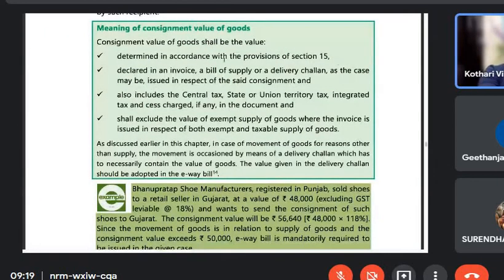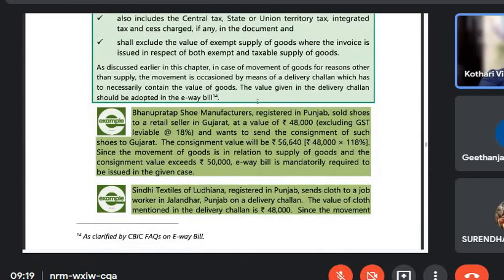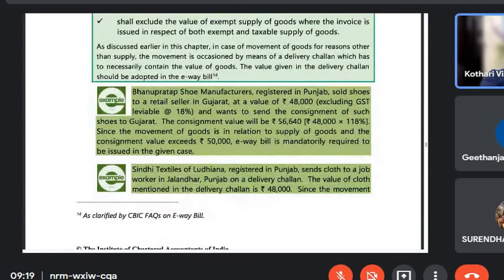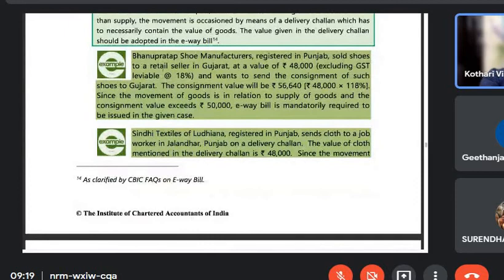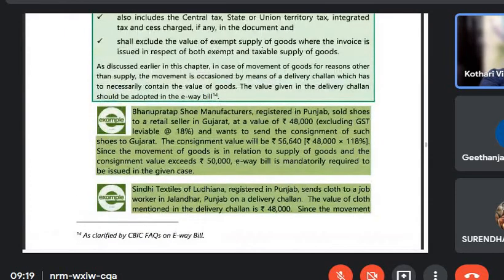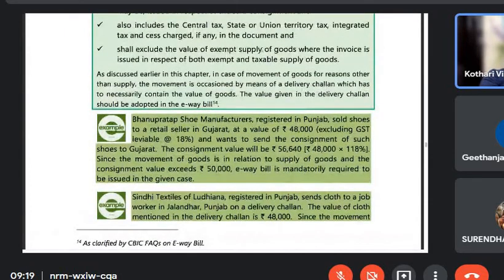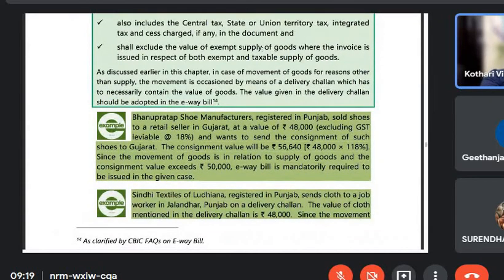And the value will be based on the invoice value or as per the valuation rule, section 15. So whatever value is declared in the delivery challan, all those things. And also the 50,000 value will be inclusive of the tax. So you should not take the gross value; you should take the net invoice value.